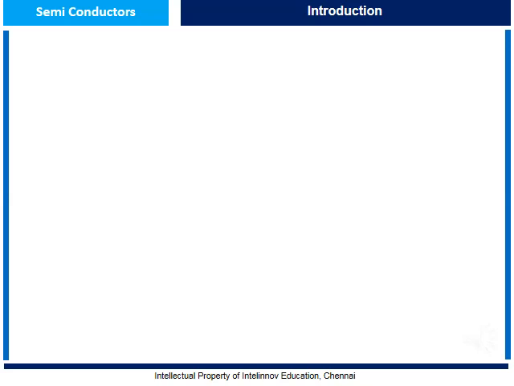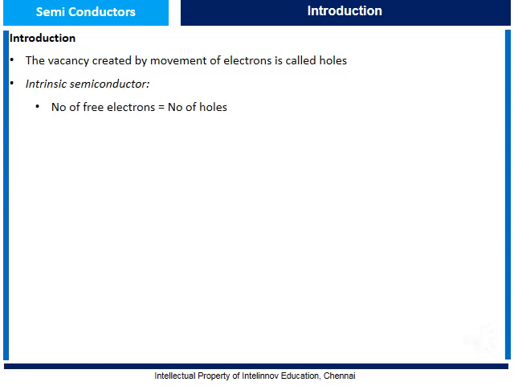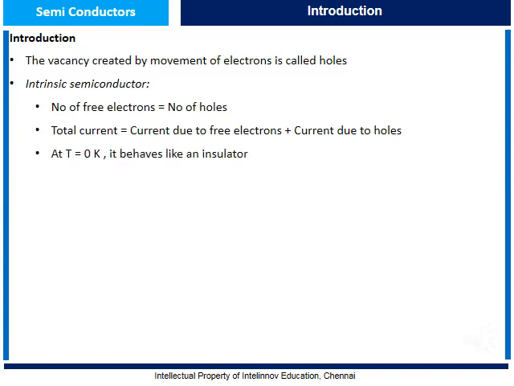Introduction about semiconductors. The vacancy created by movement of electrons is called holes. In case of intrinsic semiconductor, number of free electrons is equal to number of holes, and total current in an intrinsic semiconductor is equal to current due to free electrons plus current due to holes. At T equal to 0 Kelvin, intrinsic semiconductor behaves like insulator. Also, in case of intrinsic semiconductor, conductivity at room temperature is very low.